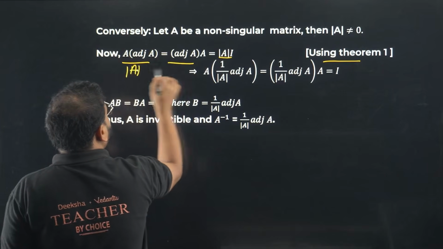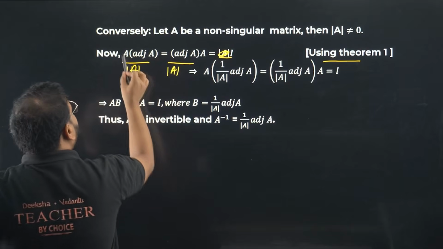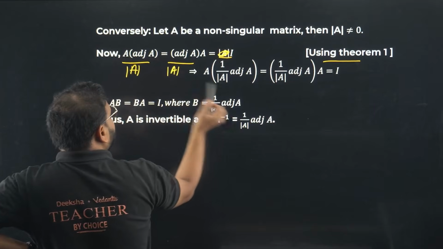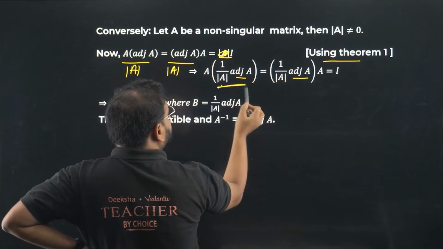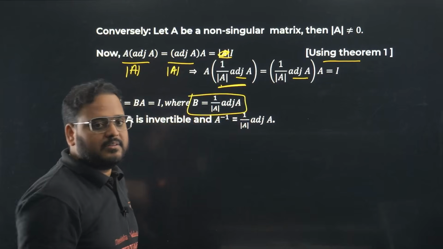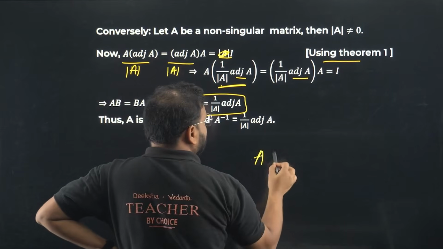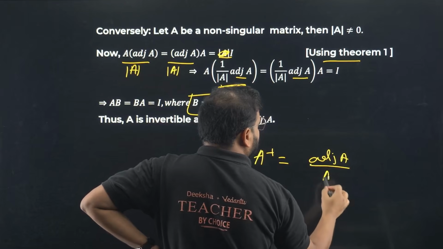Here you divide, here also you divide, and here it is going to be cancelled. What happens? Please check. I have A times 1 by determinant of A, adjoint A. This becomes your inverse. So the inverse formula is nothing but adjoint of A by determinant of A.